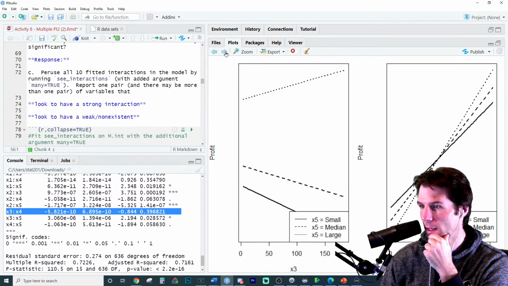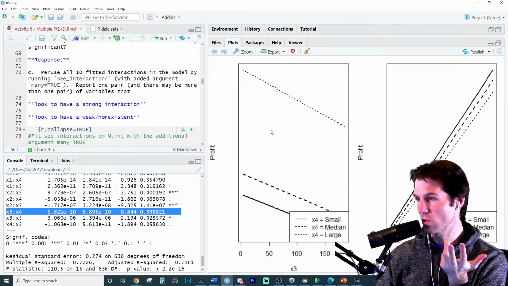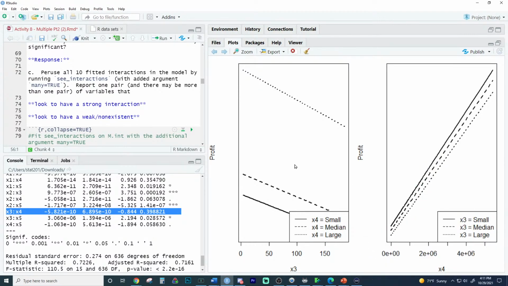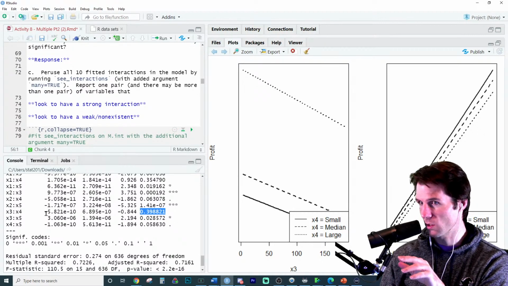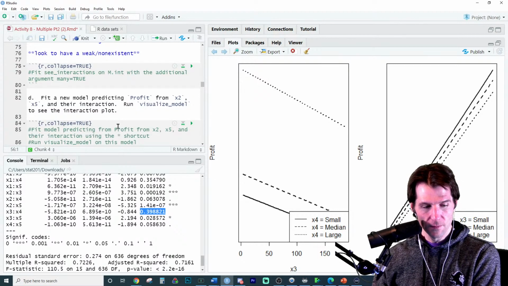Let's go look at that one. X3, x4 is this one. This is the one we said is so not statistically significant, and also the lines are about as parallel as lines can get. Only if the p-value here was 1 would the estimate of the interaction be 0, and thus there would be no statistical significance at all, and it would be perfectly parallel.